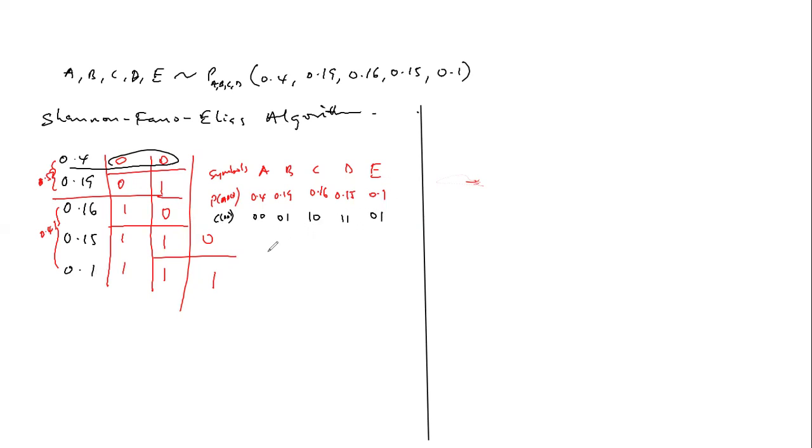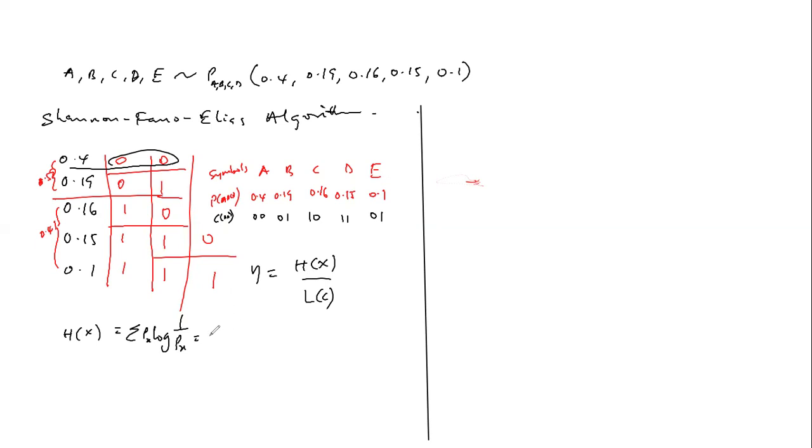With this, we can actually check the code efficiency. For us to do that, we know that the code efficiency is the ratio of the entropy to the expected length, and we know that the entropy is sigma P of X log 1 over P of X. So what is going to be the entropy? Let us quickly run through that.